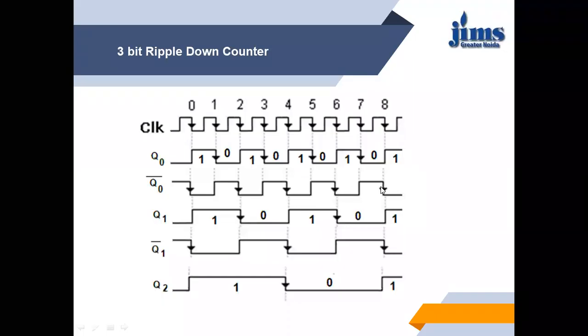Now when there is a negative edge in Q0 bar, Q1 will change. So initially Q1 was 0. It detects a negative edge, then 1. Next negative edge 0. Next negative edge 1. Next negative edge 0, and next negative edge 1. Again, Q1 and Q1 bar will be complementary. Q1 bar is now the clock pulse.